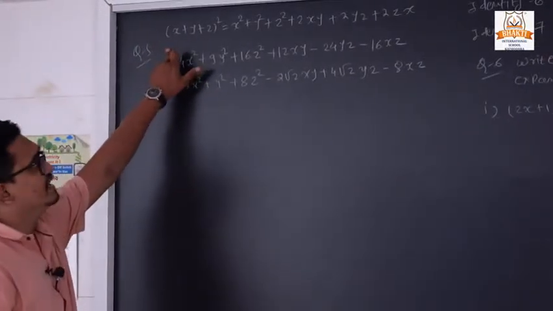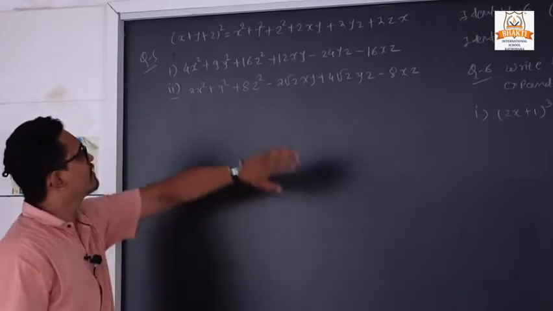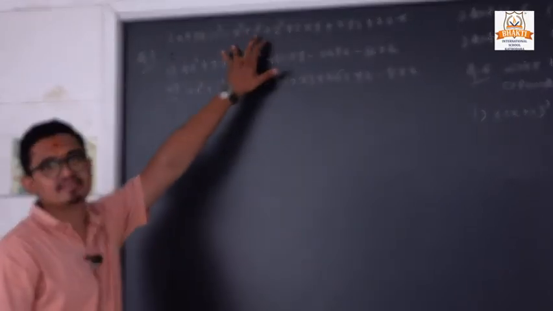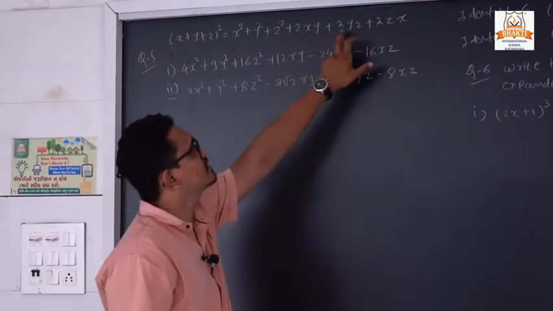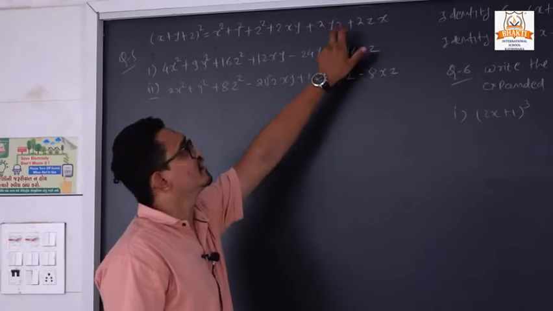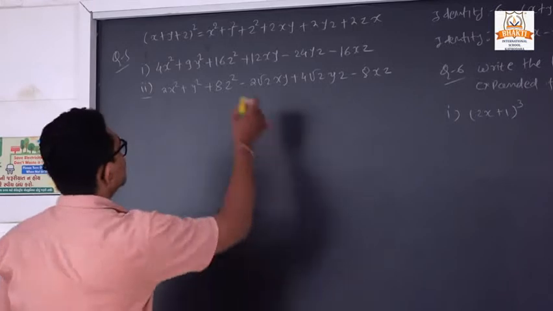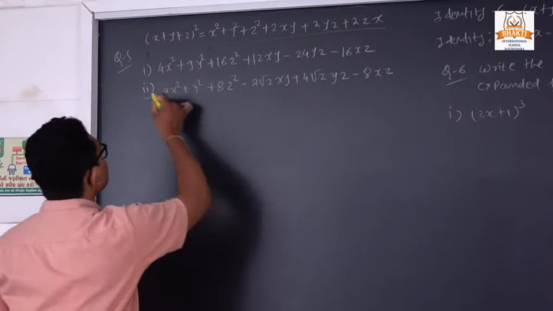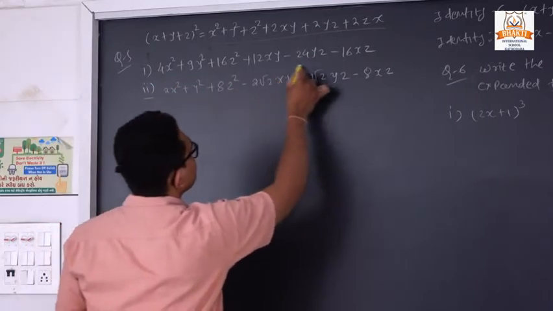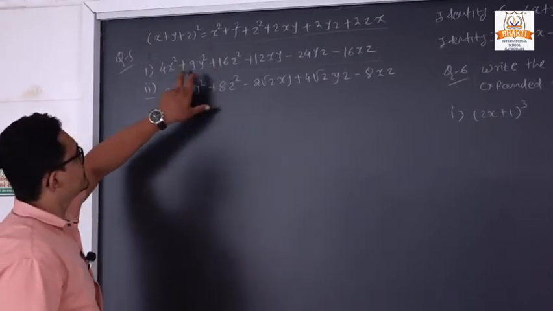So in question 5 we are using the same identity, our identity number 5, 3 term all square. If we have 3 terms all square, it is first term square plus second term square plus third term square, plus 2 into first into second term, plus 2 into second into third, plus 2 into third into first term. Now here see how many terms: 1, 2, 3, 4, 5 and 6. So in question 5 they also have 6 terms. Clear?